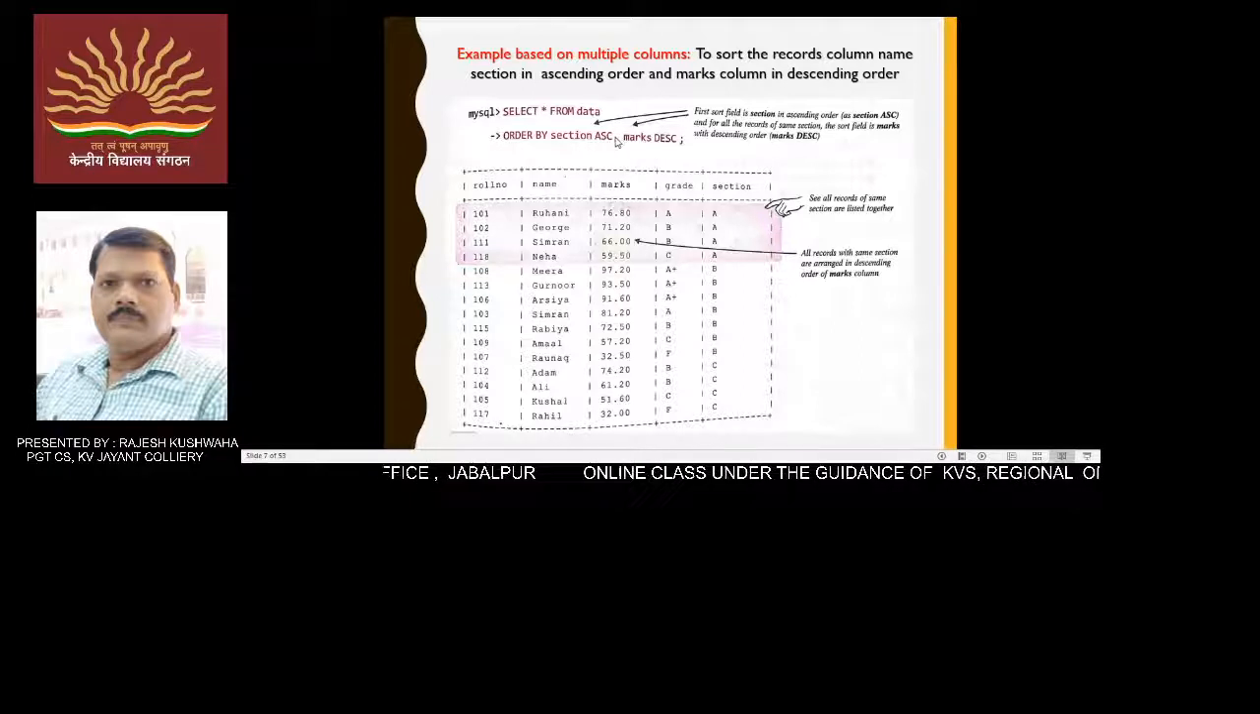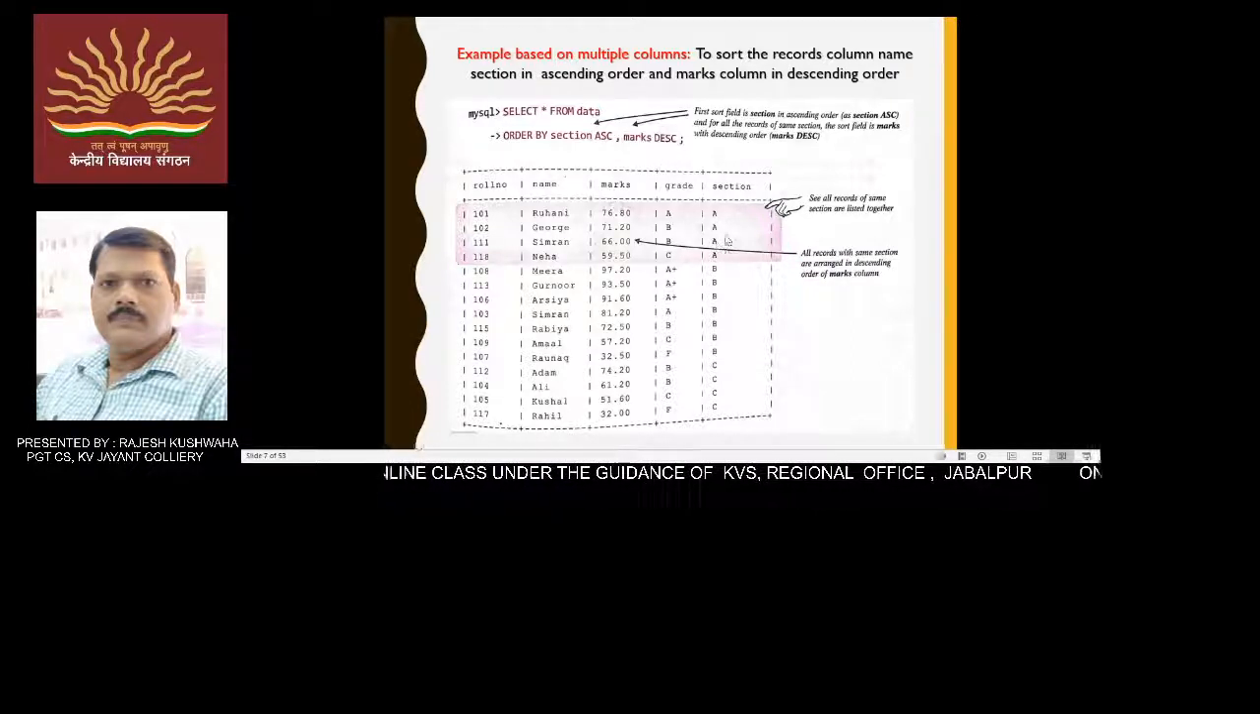So the first field, section, is in ascending order, and the other field, marks, will be in descending order. After applying this query, when you see the output on the screen, it will display in this form. Since we have given section in ascending order, the values of this column are arranged in ascending order: A, B, B, B, B, B, then C. After arranging this column, the marks are in descending order.